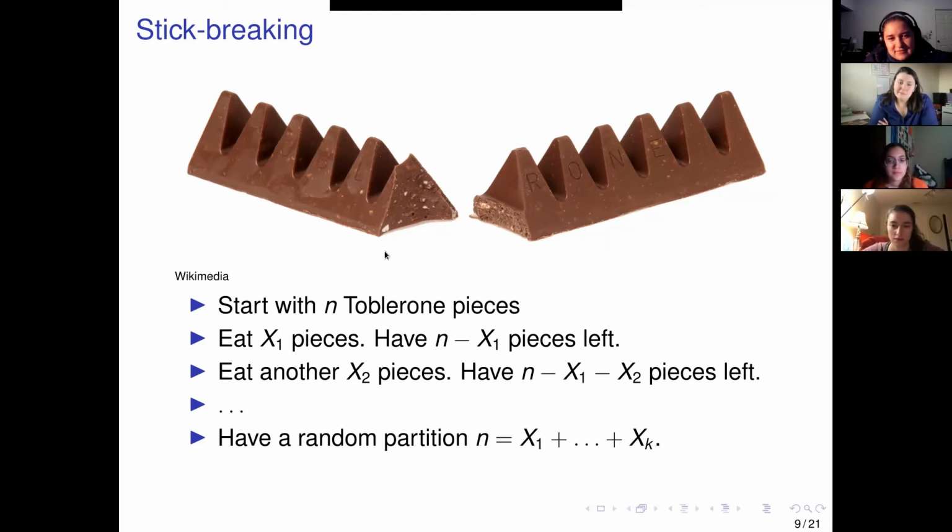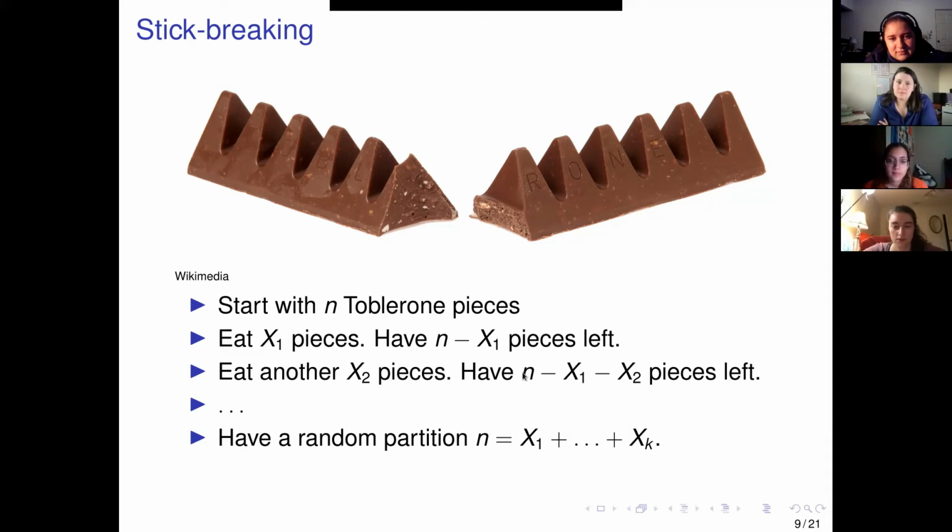So break it as Ryan said. Break it, now you have an x1. So you eat it, and now you've got n minus x1 pieces left. And now, do it again. Break it, eat another x2 pieces. And now you have n minus x1 minus x2. And then you repeat until you ate everything. And what you have done is to create a random partition of n.